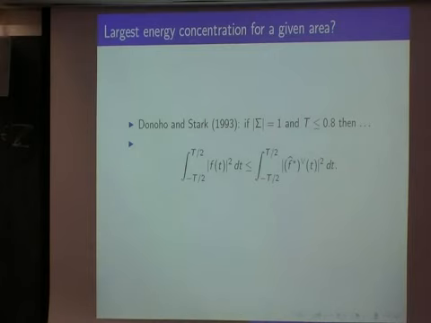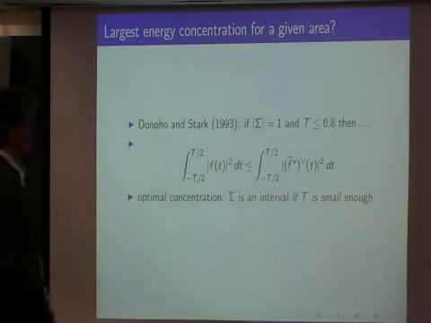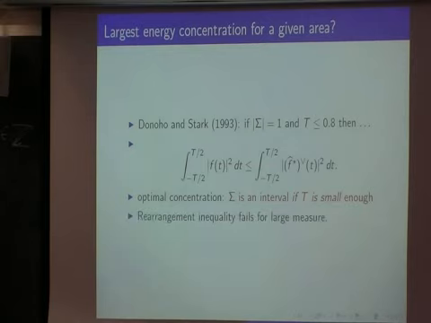But if anyone knows the solution to this, I'd be extremely interested to hear about it. As far as I know, that's not solved. So it's known that if the time interval is not too big, sigma should be an interval, but in general it's not.